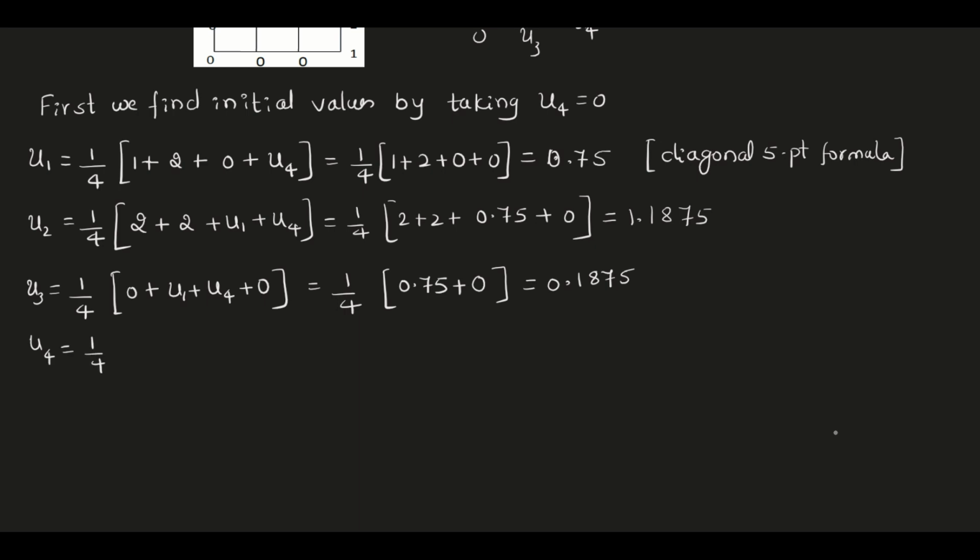Next, u4. u4 is 1 by 4. So then u4 is u3 plus u2 plus 2 plus 0. So 1 by 4. You know all the values. u3 is 0.1875. u2 is 1.1875 plus 2. Add them, divide by 4. You will get 0.8437.